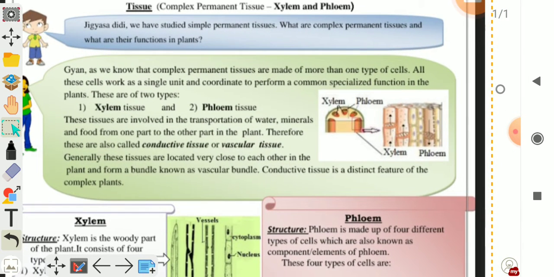Gyan, as we know, complex permanent tissues are made up of more than one type of cells. All these cells work as a single unit and coordinate to perform a common specialized function in the plants.